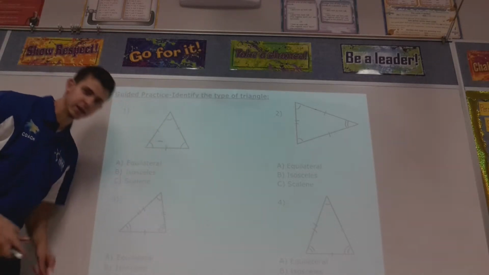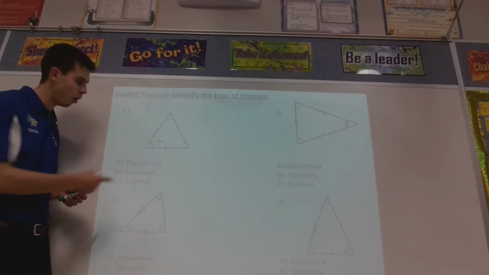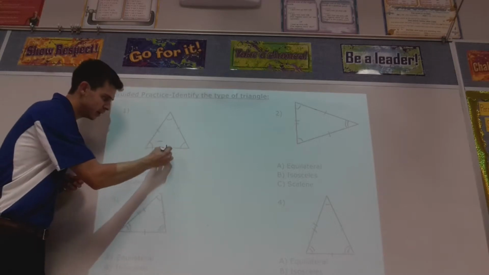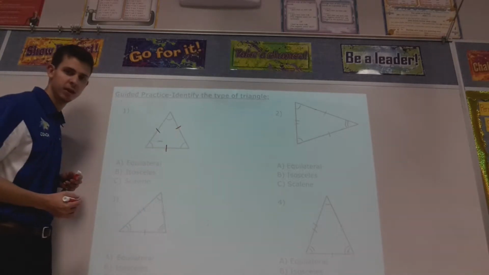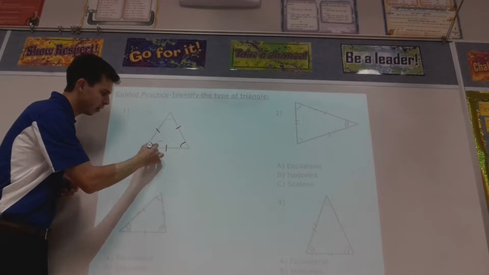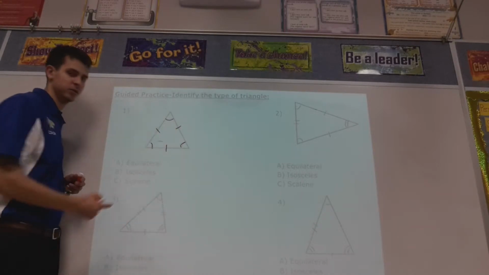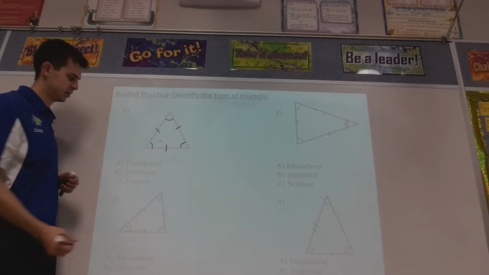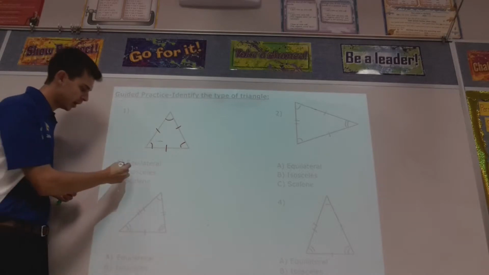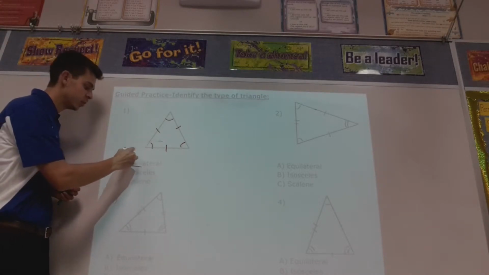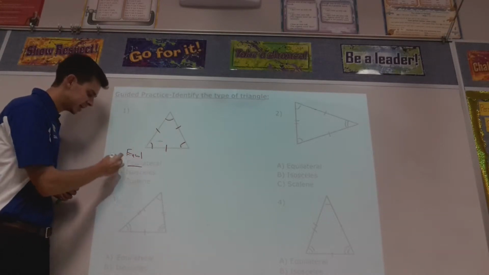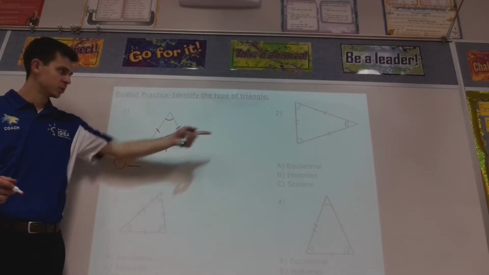Looking at these markings for this first one, I see that they all have one tally. If you can't see it, I'll write it in there. And they have one arc, indicating that all 3 angles are the same. All 3 sides are the same. So, I'm looking for this equal, equilateral. It's got to be A. Let's go over to problem 2.